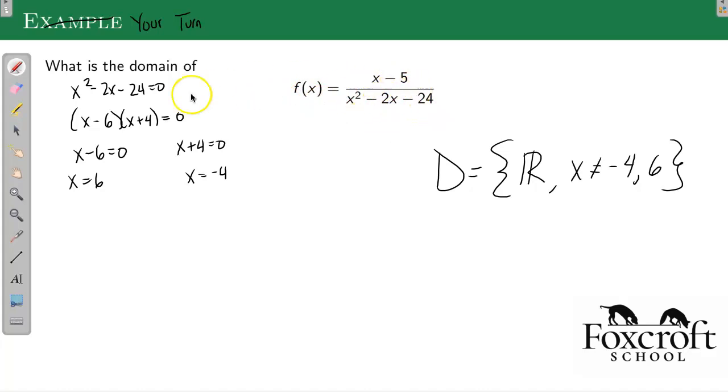And so you're going to set the bottom equal to 0. You're going to figure out the bad values using your little shortcut factoring method, 6 and -4. And again, our domain, everything works but -4 and 6. So I could plug in 0 into this, I'd get -5 or -4. I could plug in 1, but if I were to plug in -4, this bottom would be 0, and that's bad.